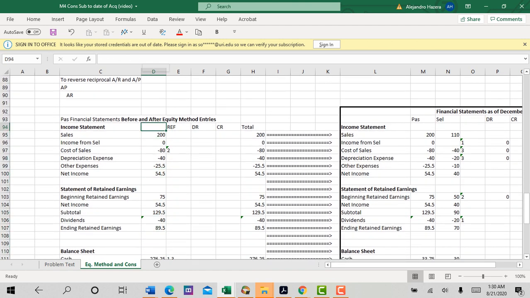These financial statements are, this column here is, I'll put before here.